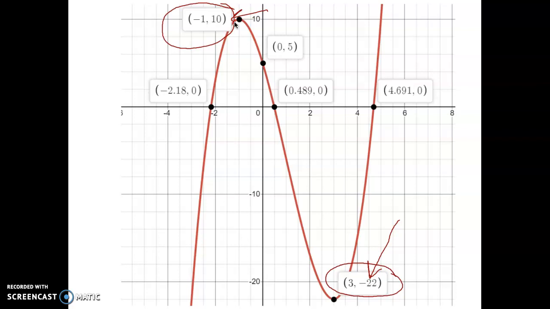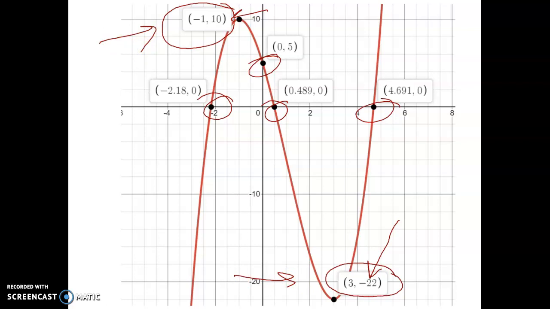Now, most often your graph directions are going to say label all relevant points. Well, that's going to be your x-intercepts, which you can see here, here, and here. Also your y-intercepts, and then your maximum and your minimum. Those are going to be all the relevant points.